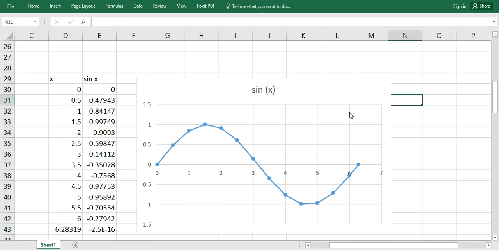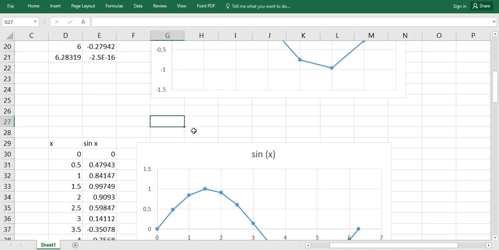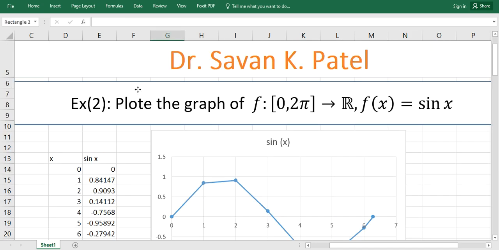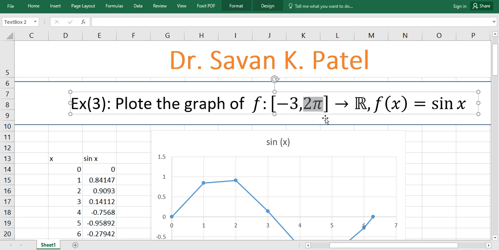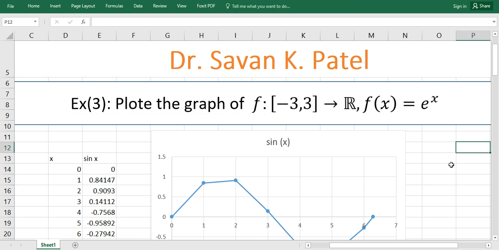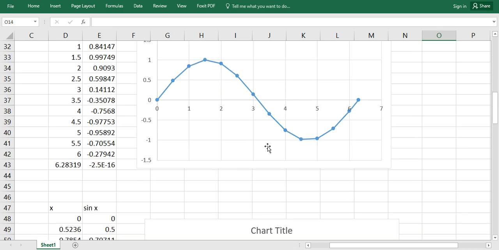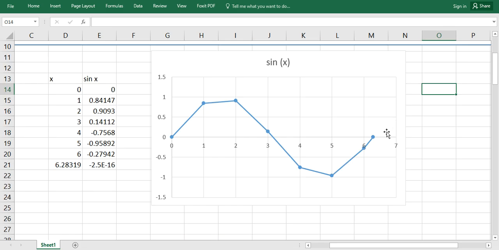So I am stopping here. This session was about drawing the graph of sin x. I am giving you one more exercise, problem number 3. Plot the graph of f of x equals x from -3 to 3. Then f of x equals e raised to x. So plot the graph of e raised to x. You can take points as you want, but the graph should look proper. So I'm stopping here. Thank you.